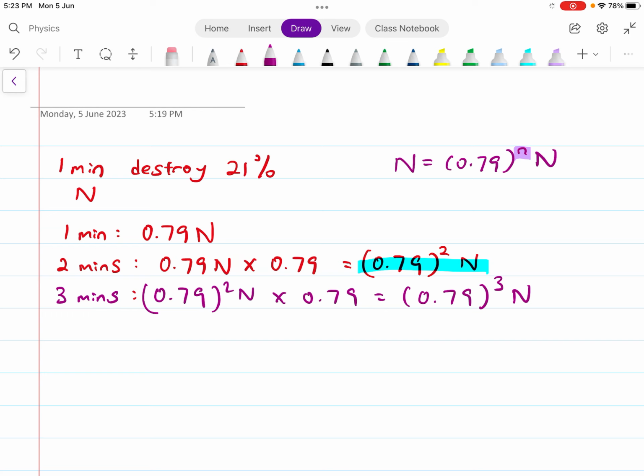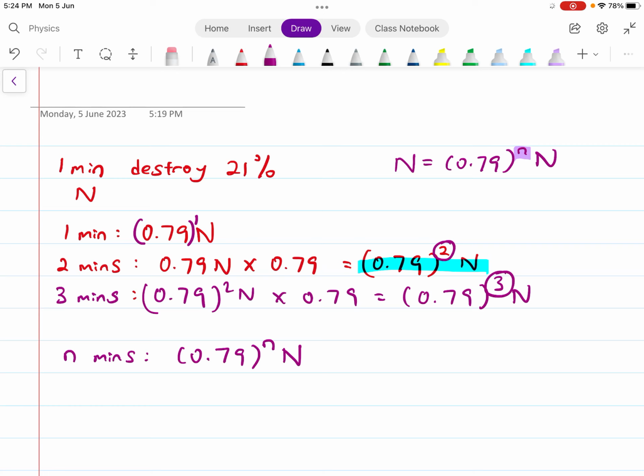So you notice that for every minute, I'm left with 0.79 to the power of n. For example, this is 1 minute, this is 2 minutes, this is 3 minutes. In this way, you have already proved that after n minutes, you will have 0.79 to the power of n multiplied by big N, where big N is the number of bacteria at the very start. So that is how you prove the first part.